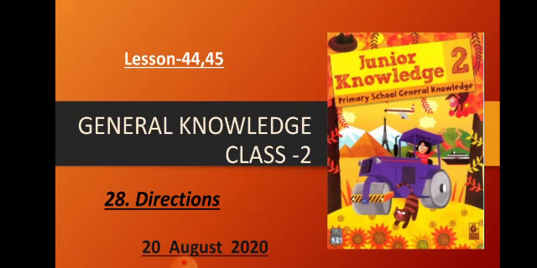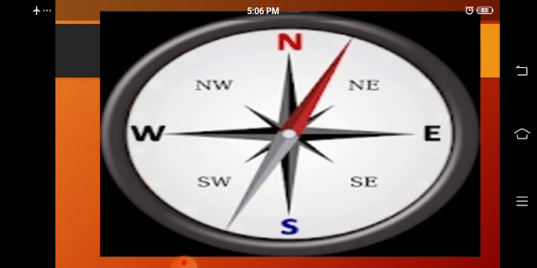So, suppose if you want to go towards the east direction, your back will be in the west. The west is behind you then, and the north is to your left and the south is to your right. Okay, means whenever you face towards the east side, your back is towards the west direction, the north is on the left hand side and the south is on the right hand side.